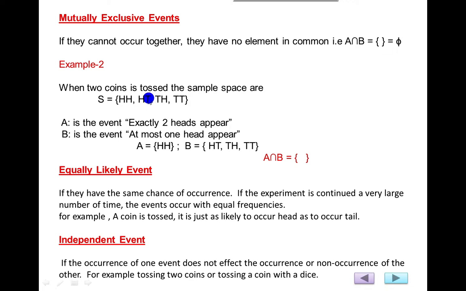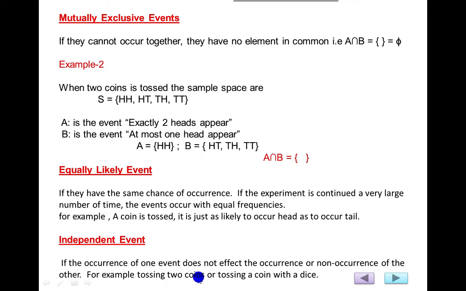Okay, both are independent. Suppose you throw a coin 10 times, and 9 times head appears. The next time, maybe head, maybe tail. Both are independent. You cannot say the 10th time will also be head. No. Events are independent if the occurrence of one event does not affect the occurrence or non-occurrence of the other.